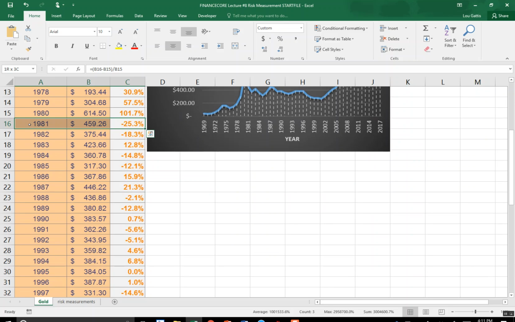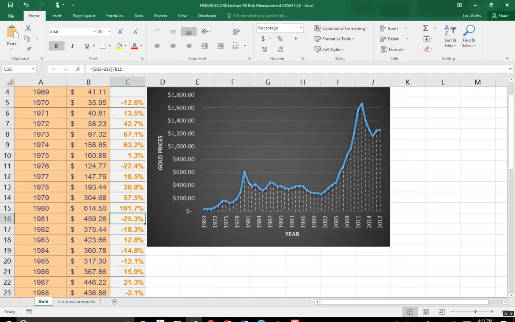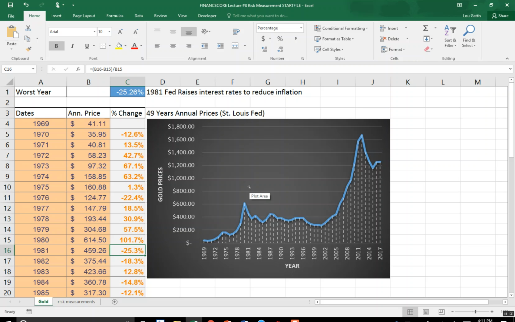I remember 1981. 1981 was also a year in which Paul Volcker, the Fed chairman, decided to raise interest rates to tame inflation. What that did is it caused gold prices to collapse. That's this drop right here. One reason why that would happen is gold has historically been an asset that people hold when they're worried about the economy, and particularly worried about inflation. If you're worried about inflation, the value of all your stocks and bonds and money is declining, and gold has historically been a good hedge or store of value when inflation is kicking in.